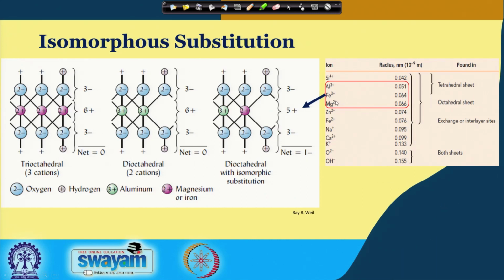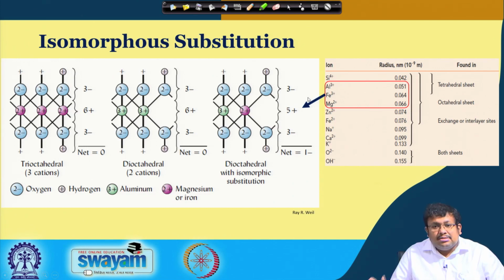Why are we getting this substitution? Because you can see here aluminum, iron and magnesium have almost similar radius. So, this is called isomorphous substitution, and isomorphous substitution is the reason behind producing the negative charge in the clay mineral, and that is why clay mineral is very reactive.